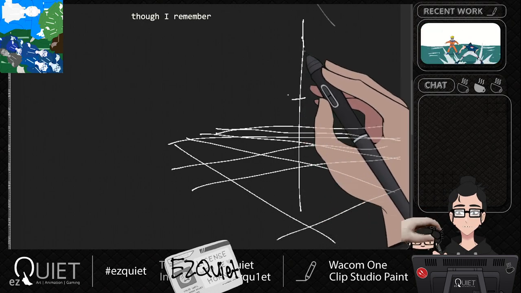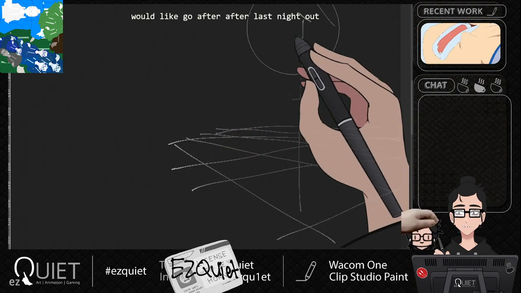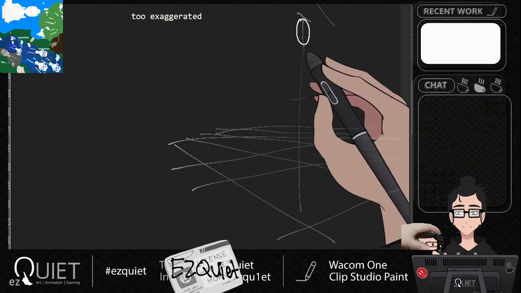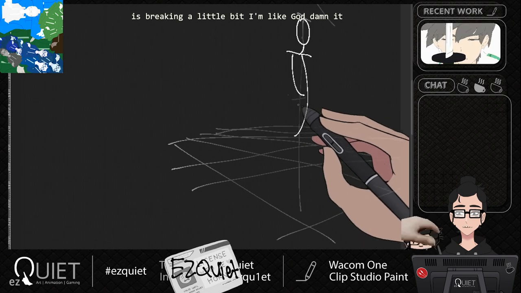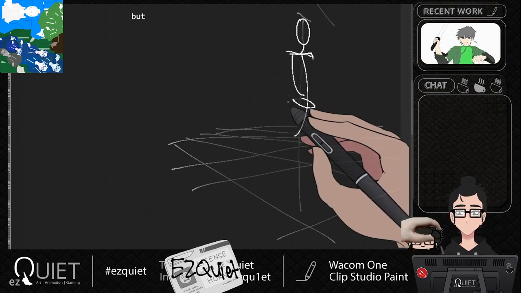I remember when I was in his class, I would go after class, and I'd have him look at my poses, and he would look at it and be like, you know, this is a little too exaggerated. The back is breaking a little bit. I'm like, God damn it, I just want you to like my work. But it was a good critique.